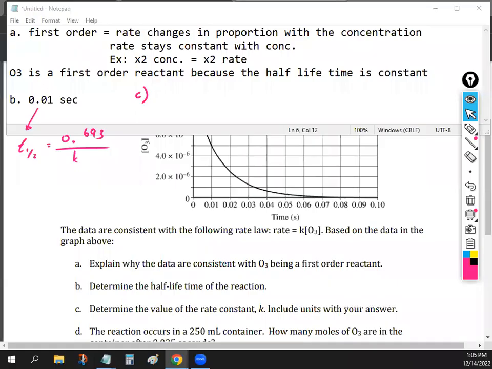All right, so we can basically just solve for the missing variable, right? We're solving for K here. So if you want to plug into your calculator, K is equal to 0.693 divided by the half-life, which is 0.01 seconds. If you calculate that, you should get about 69.3, and it should be per second. And that's the unit of measurement.